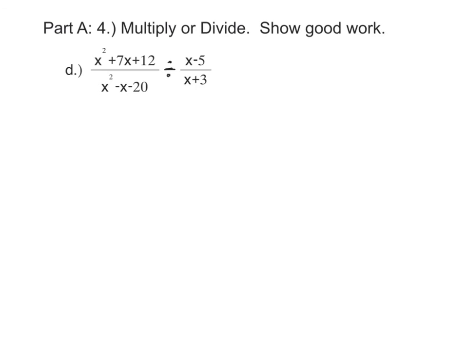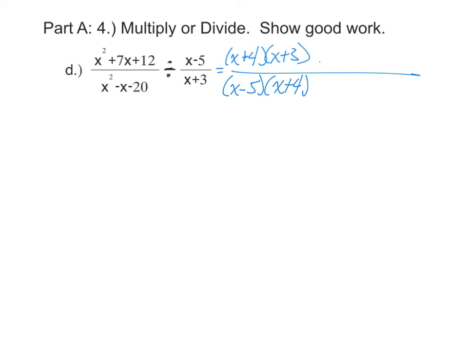The last one in problem 4 is another division problem, so we're going to multiply that by the reciprocal. And when we turn it into a multiplication problem, what we should do is factor it along the way. So this x squared plus 7x plus 12, we know that that can factor into x plus 4 and x plus 3. The denominator of that fraction, x squared minus x minus 20, this can be factored into x minus 5 and x plus 4.